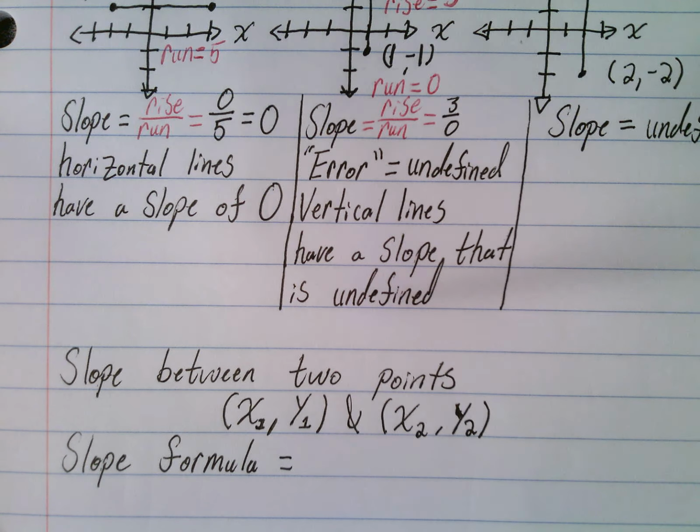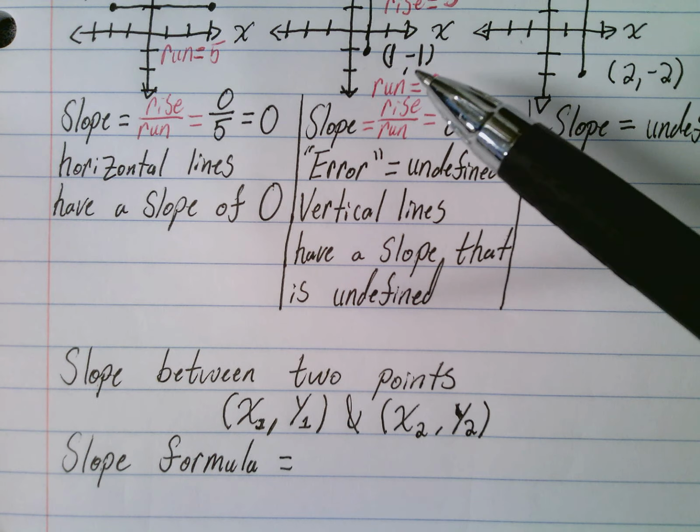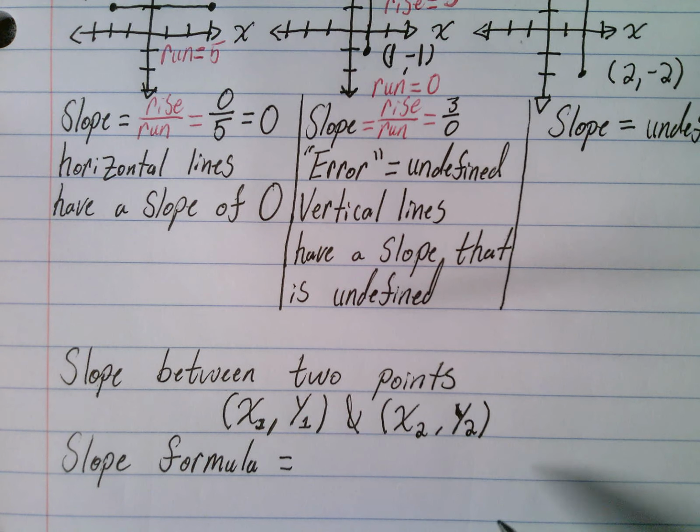What we have is we found slope between 2 points using a graph. But what happens when we don't have a graph? We still need to find the slope between 2 points. And what we have is a formula that we'll use.